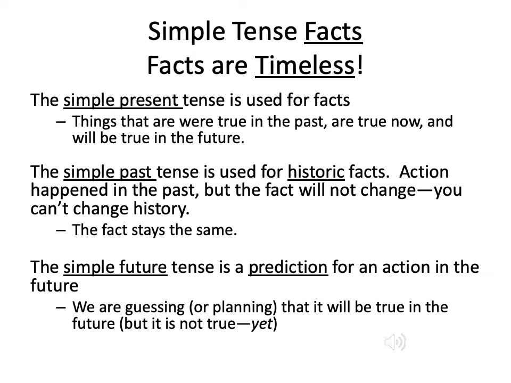But the simple past tense is used for historic facts. This is action that happened in the past, but it is the fact that doesn't change and remains true forever. You can't change history. The fact stays the same. The simple future tense is for predictions for an action that will happen in the future. We are guessing or planning for something that will be true in the future, but it is not true, at least not yet, not now.